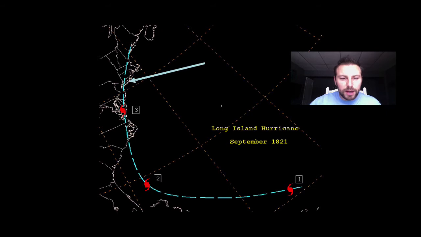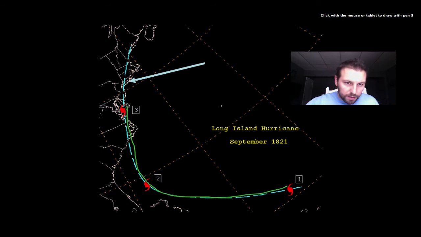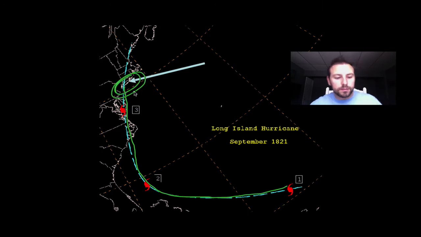Here's another hurricane path. We see one that came in and hit Long Island a couple hundred years ago. See, it moved up, following the coast, and hit our lovely area of Long Island right there.